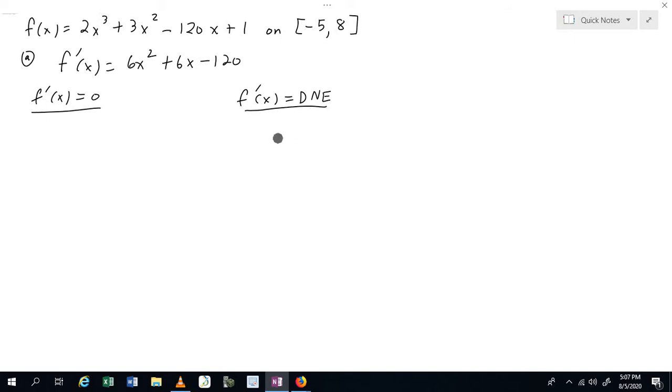In fact, let's look at this case first. This derivative always exists. You can plug any number you want in for x, and you'll get a number out, so it exists for all x values. So this never happens. Okay, so we don't get any critical points from this particular case. But let's check this case over here. So let's set the derivative to 0.